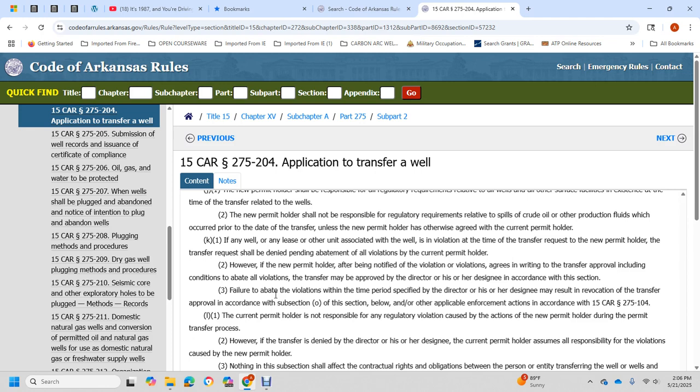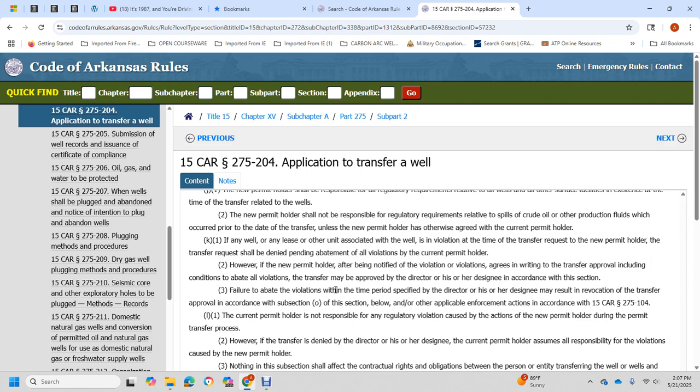However, if the new permit holder, after being notified of the violation or violations, agrees to the abatement, then the transfer may include a condition of the abatement of the violation. The transfer must be approved by the director or his or her designee according to the section for the abatement of the violation within the time period specified by the director. He or she may resolve the revocation of the transfer approval in accordance with the subsection of the section below, or the applicable action in accordance with Title 15 Code of Arkansas Rule 275-104. The current permit holder is not responsible for any regulatory violation caused by the action of the new permit holder during the permit transfer process.